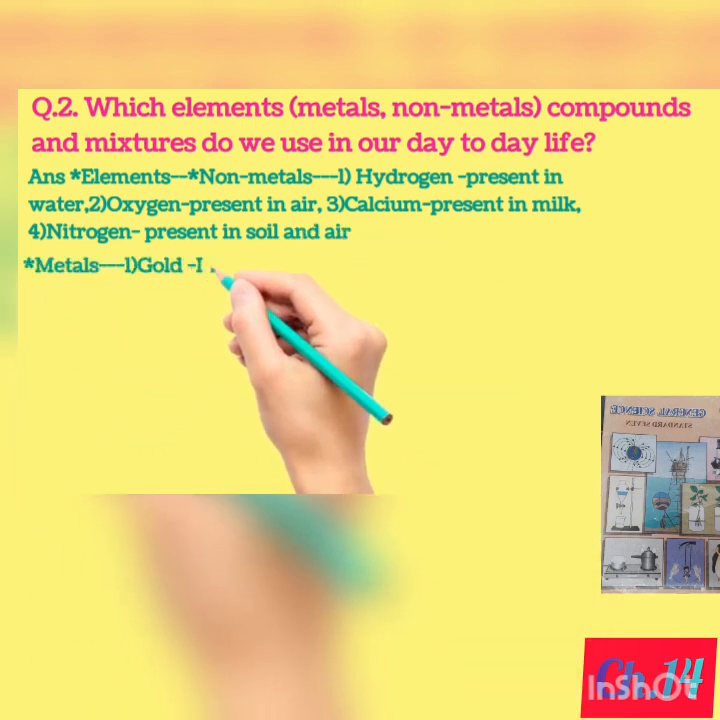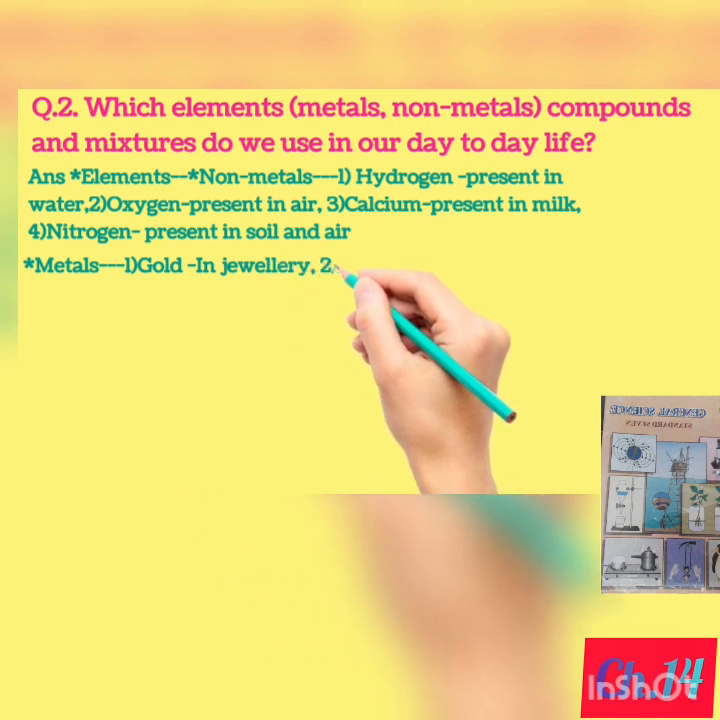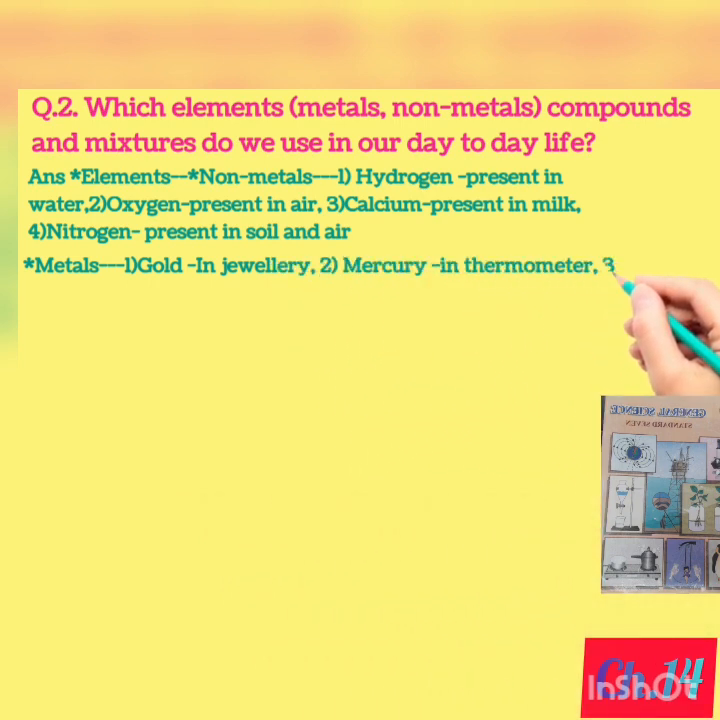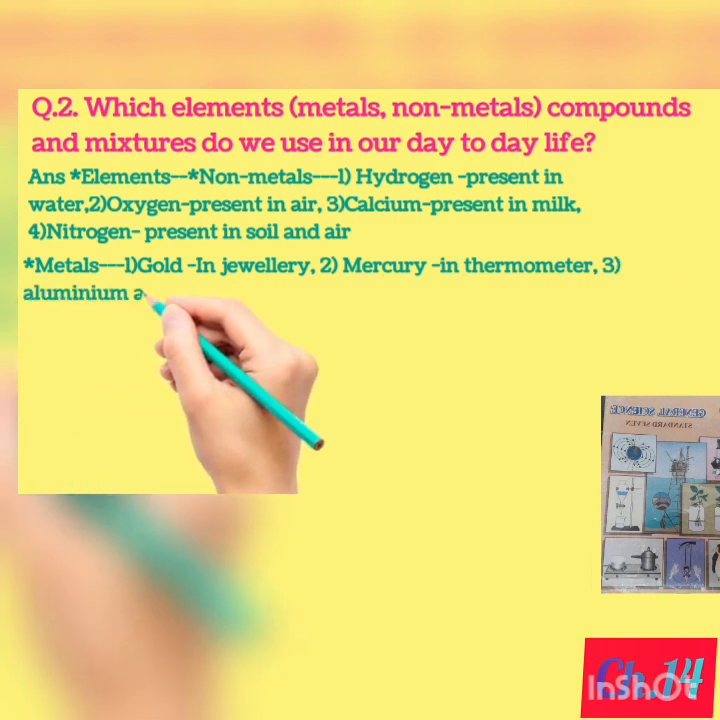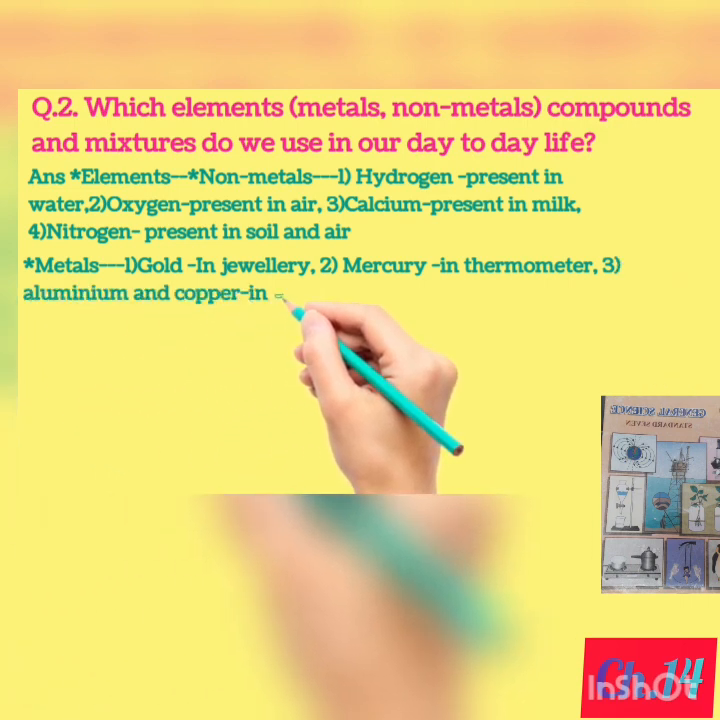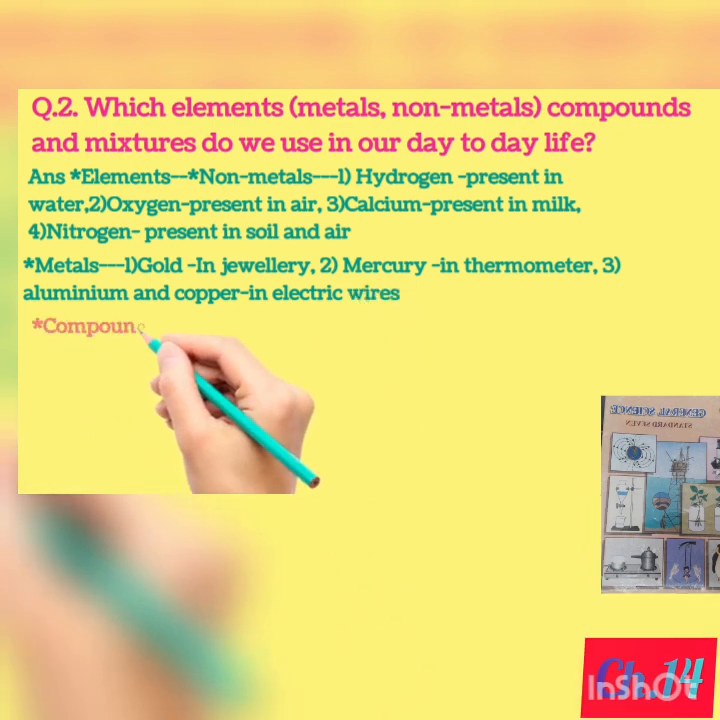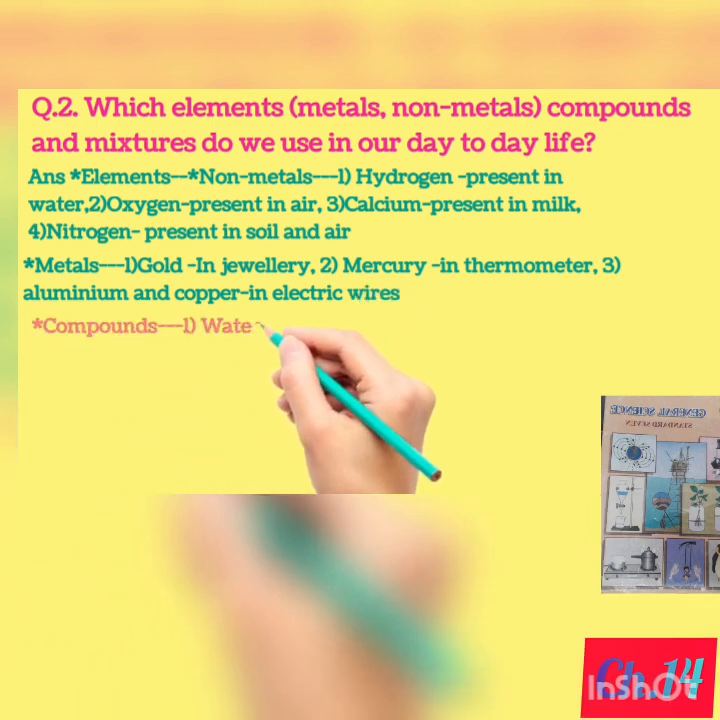Now let us see some metals. There are innumerable examples, but we will see some. Gold, it is used in jewelry. Mercury, it's exceptional. It is a liquid metal and it is used in thermometer. Aluminum and copper are used in electric wires.